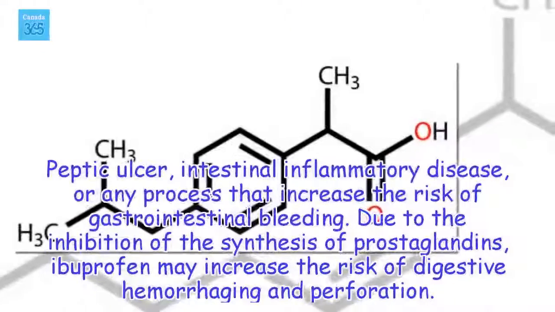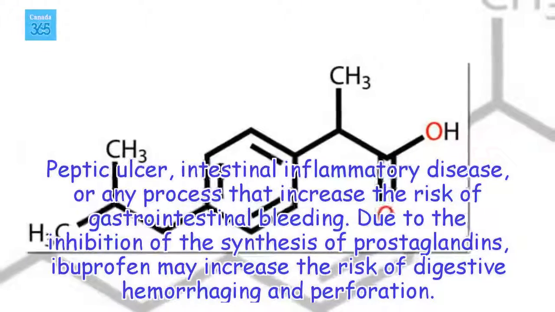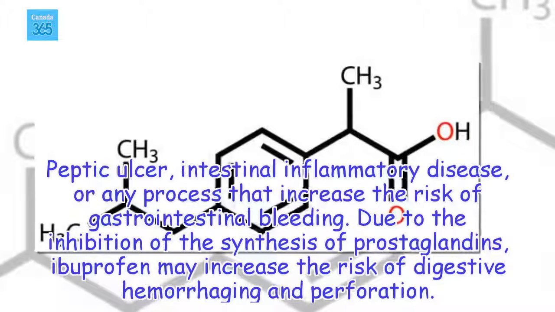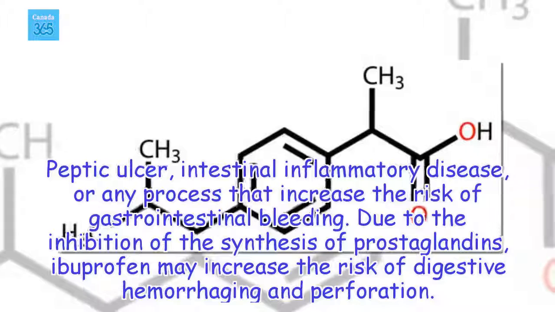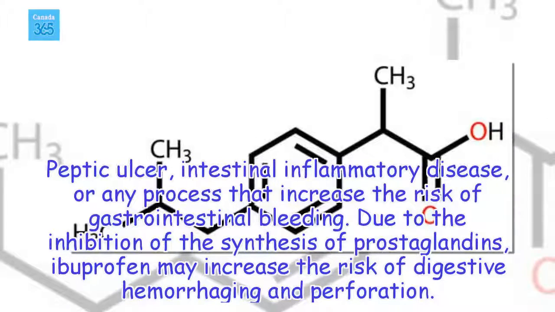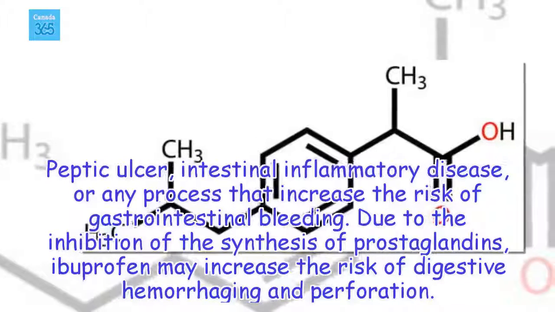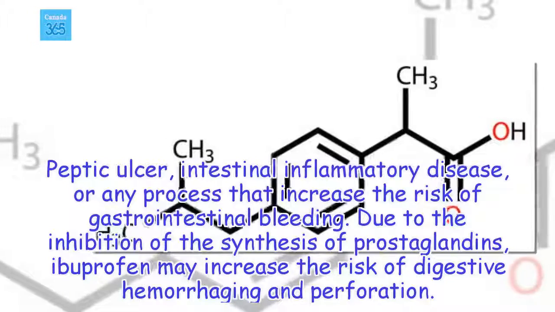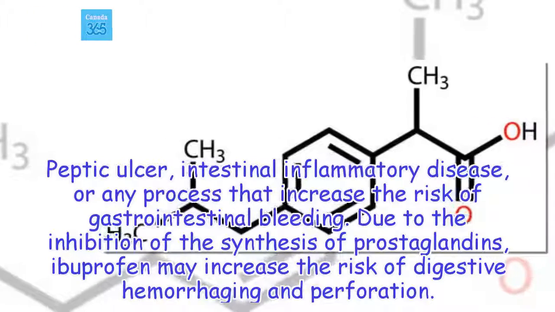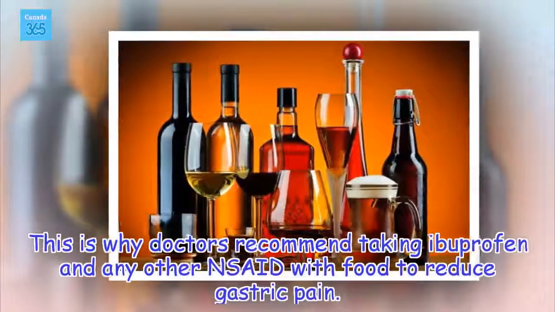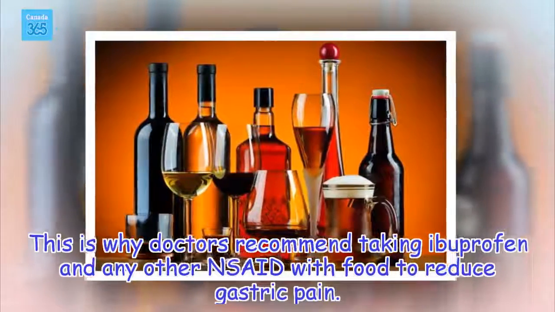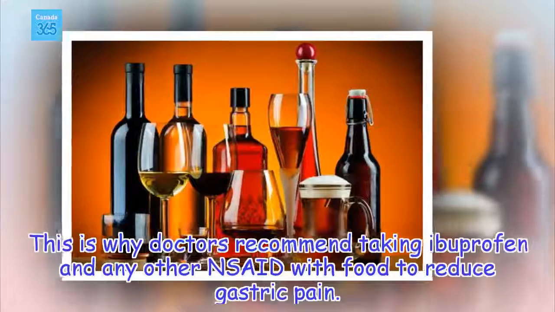Peptic ulcer, intestinal inflammatory disease, or any process that increases the risk of gastrointestinal bleeding. Due to the inhibition of the synthesis of prostaglandins, ibuprofen may increase the risk of digestive hemorrhaging and perforation. This is why doctors recommend taking ibuprofen and any other NSAID with food to reduce gastric pain.